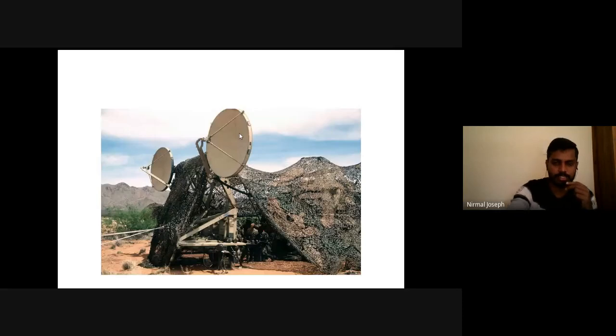This is an image of tropospheric scatter propagation antennas used by US military troops. So here you can see the antenna orientation is very, very critical.